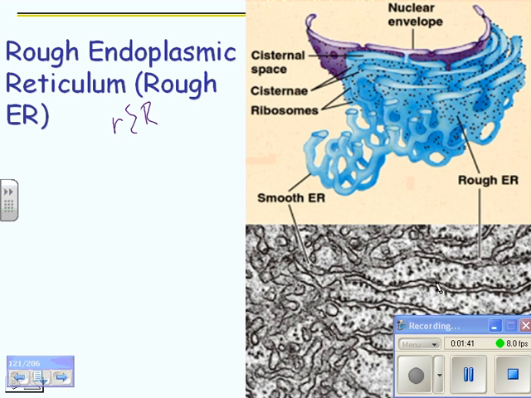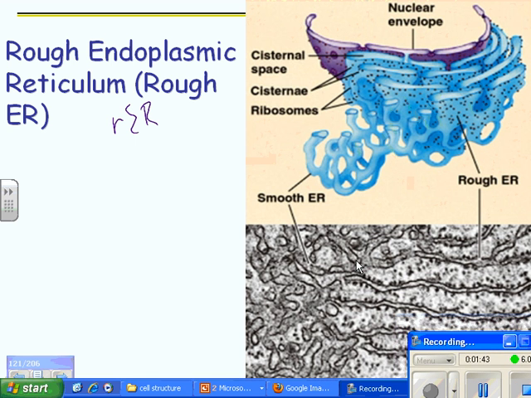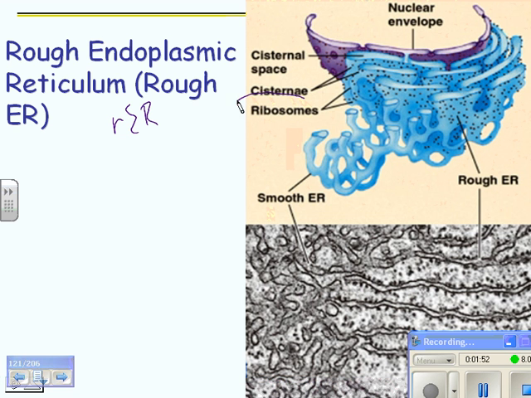Looks rougher. If you look at it with a real picture, a real electron micrograph, here's the smooth stuff, and see the rough stuff has these dots. It kind of looks rougher. Those dots are ribosomes, and the ribosomes are the things that make proteins. So it would make sense that the rough ER has something to do with transporting and modifying proteins.